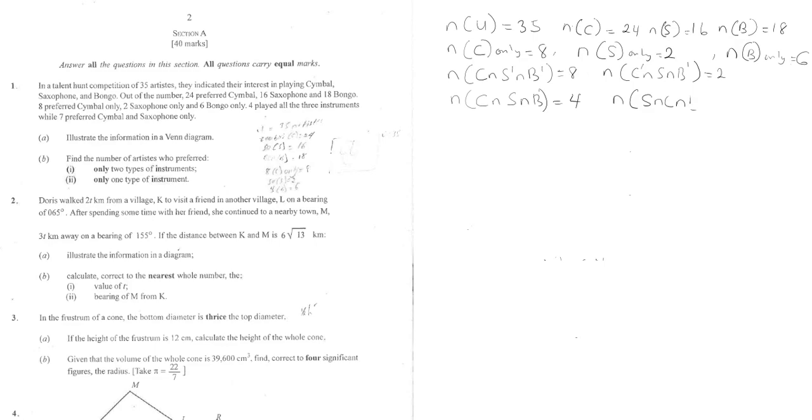Bongo prime, that is excluding what? Bongo is not included. So X intersection C excluding what? B is equal to 7. So these are the information given to us, and then we are to illustrate this in a Venn diagram using diagrammatic representation. So how do you do that?